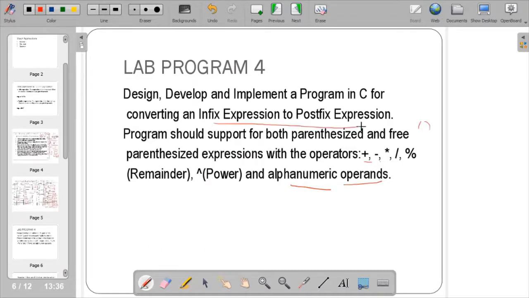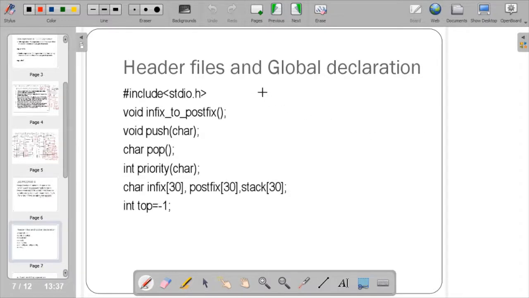And finally converting infix to postfix, what we solved in the problem, same way we are writing the program. So let us see the header files, the global declarations as well as the function declarations. So #include stdio.h is what we are using for the printf and scanf statements. And to convert infix to postfix, I'm going to use this function, infix to postfix. And you had seen in the problem, whenever I find an operator, I need to push it onto the stack, right? So I'm using this push, and whenever I find an operator with precedence greater than or equal to what is in the stack, I need to pop those operators and then push them onto the postfix expression, right?